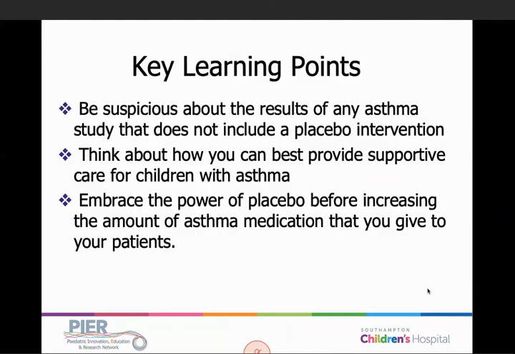I'd just like to leave you with some key learning points. The first one is to be suspicious, be highly suspicious about the results of any asthma study that does not include a placebo intervention arm. Drug versus drug comparisons may show benefits of one drug or another drug, but the extent to which that's largely due to placebo effects, if they're not taken account of, may well be huge. And you're usually just looking at a massively overestimated pharmaco effect as opposed to what's occurring through placebo.